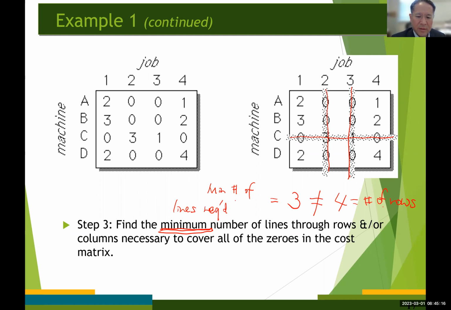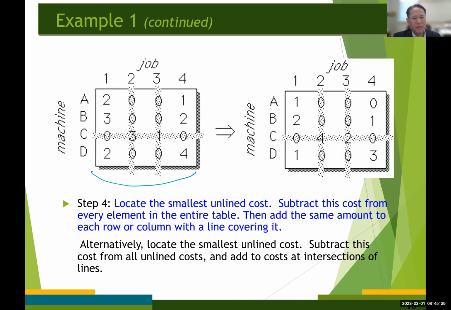required to cover zeros in the cost matrix. Okay, so we're going to move to step number 4. Now step number 4 actually involves creating additional 0 elements without creating any negative elements.